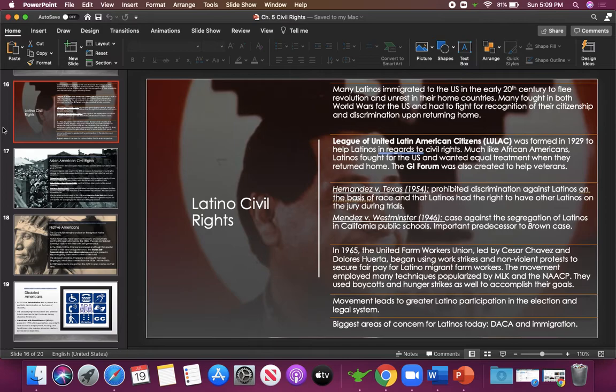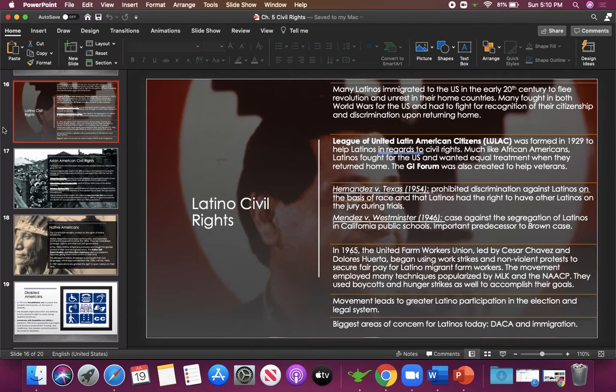But even though they volunteer and fight in the world wars, they come home and face the same discrimination as African Americans. And so they kind of follow the same playbook and create their own organization. The League of United Latin American Citizens, or LULAC, is formed in 1929. And again, it is using the court systems to fight for equal treatment under the law and recognition of their civil rights. The GI Forum is created by LULAC to help Latino veterans get access to those benefits that they're being denied, such as home loans, having their education paid for, stuff like that.